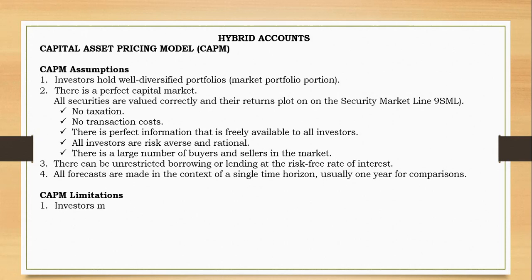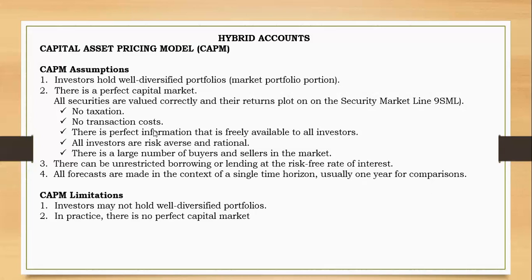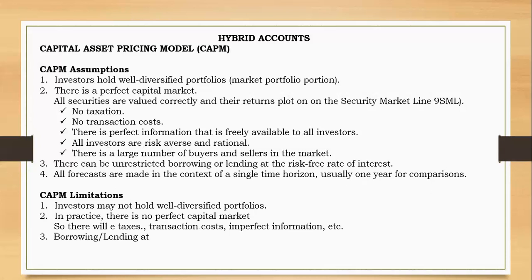Number one, we say investors may not hold well-diversified portfolios, so it's just a negation of point number one. But number two, we say that in practice, there is no perfect capital market. Having a market with no taxation is difficult, so probably there will be taxation, there will be transaction cost, there will be some kind of imperfect information. All right, not all investors would be risk averse, something like that. Those are just examples. That's why we say there will be things like taxes, transaction cost, imperfect information, and the like.